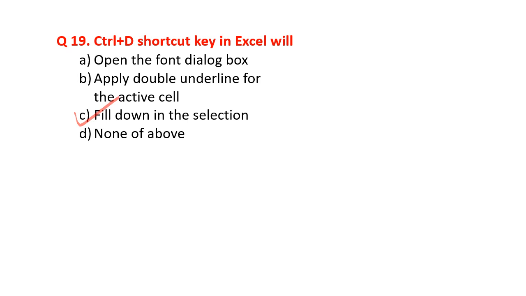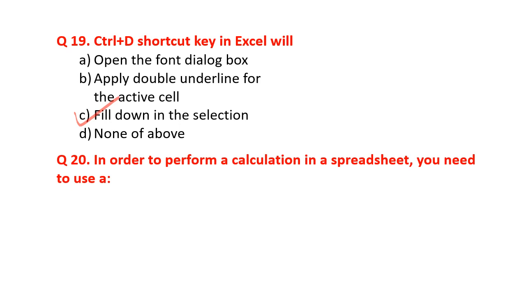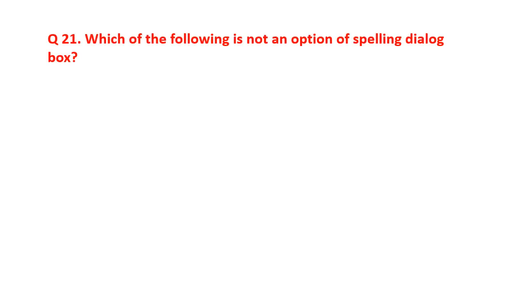Now question number 20. In order to perform a calculation in spreadsheet, you need to use a option A table, option B formula, option C field, option D variable. So right answer is option B formula. Next question. Look at the question number 21. Which of the following is not an option of spelling dialog box? So the right answer is edit.